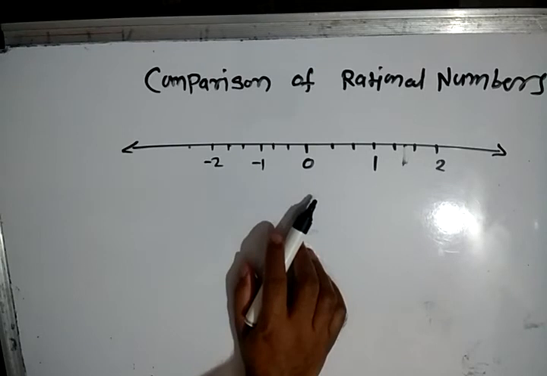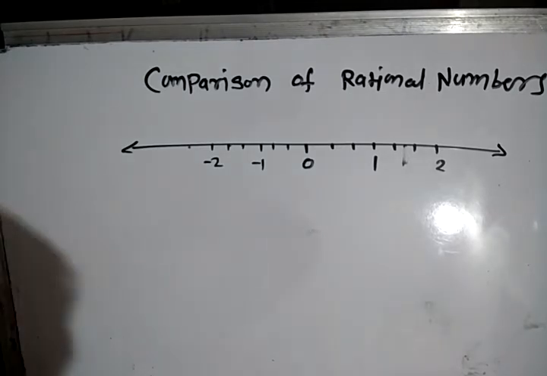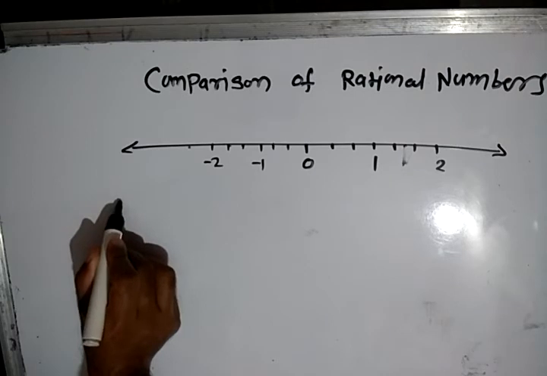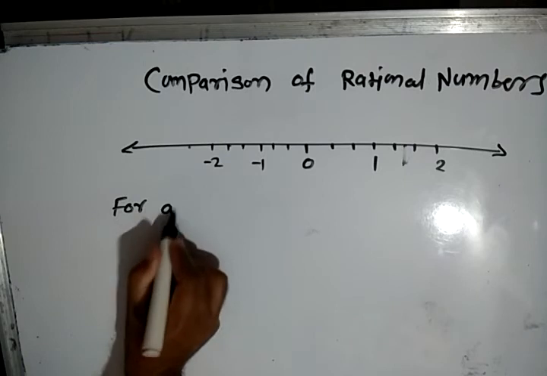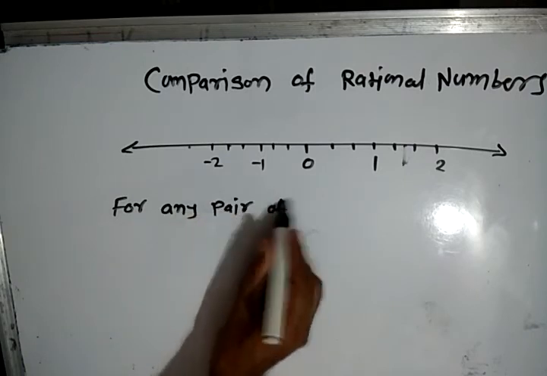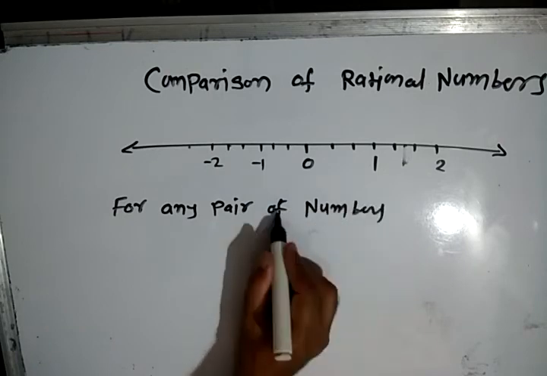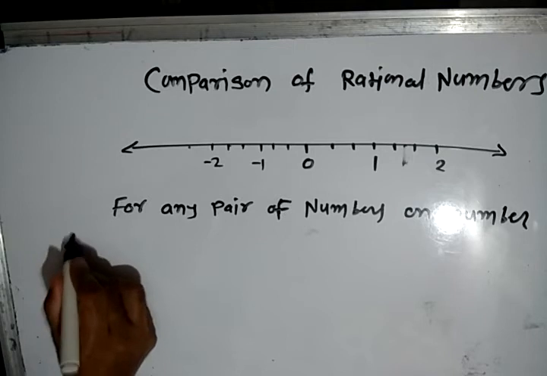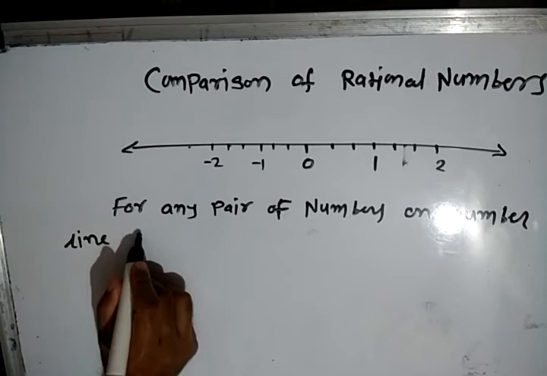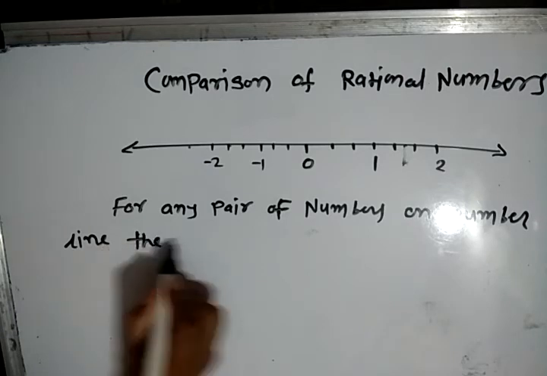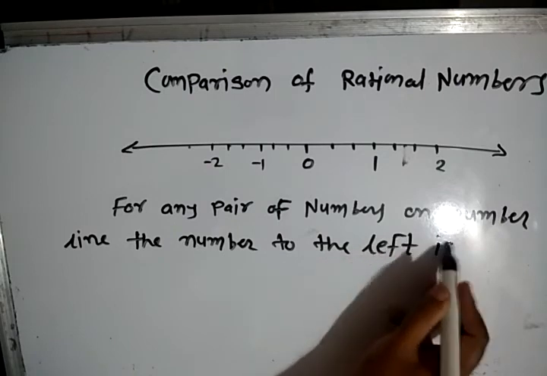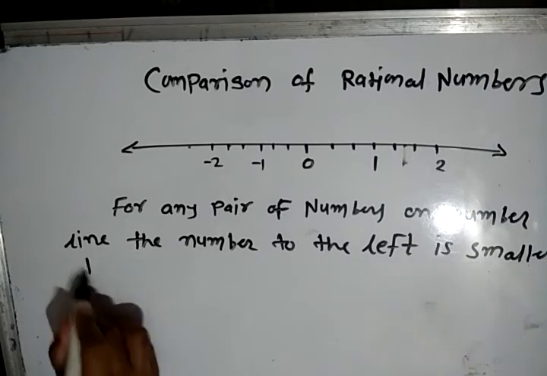Here what we can say, for any pair of numbers on a number line, the number to the left is smaller than the other.